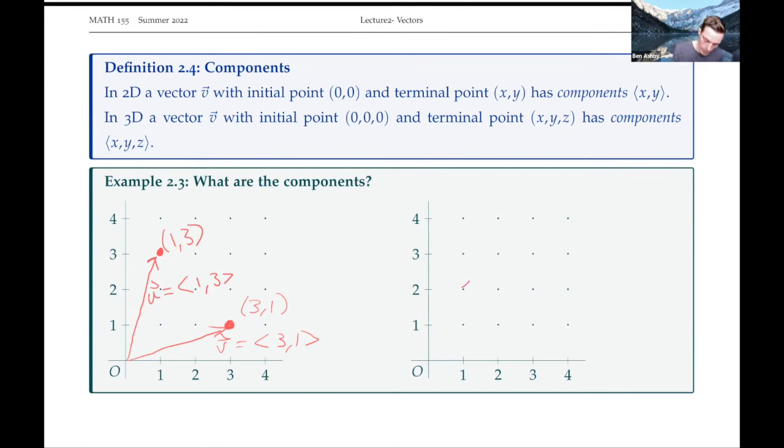So for example, what happens if we have a vector that looks like this? Well, if this is our vector, what are its components? We can just move that vector anywhere we like, as long as we're keeping the direction and the magnitude the same. So if we translate that down to the origin, our vector u is now here and has components 2, 2. So if you want to work out what the components of a vector are, all you need to do is move it to the origin and then look at what the final point is. That'll tell you what the components are.